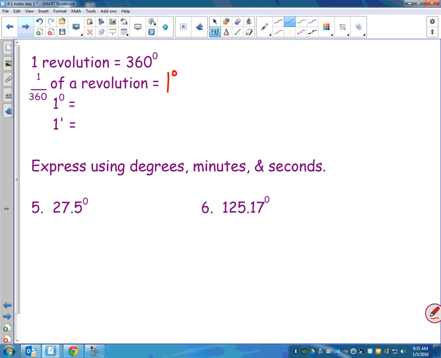So 1 degree is the same as 60 minutes. You just put like a little apostrophe kind of thing next to it. And then 1 minute breaks down to 60 seconds. And yes, they use the words minutes and seconds. It's like time. It's not time, no, it's units here.